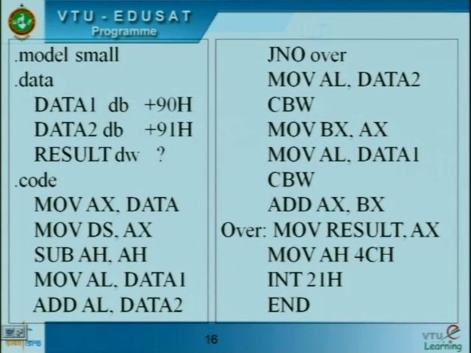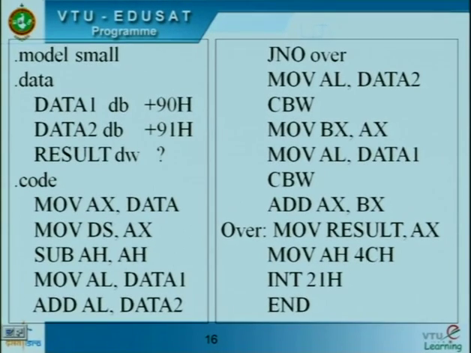But since there is an overflow, we have a problem here. We need to convert all the data we are now considering in the AL register to the AX register. Similarly, the data 2, which is 91, with sign extension, and perform the operation. So, the first step we did was data 2 is brought into the AL register, convert byte to word.